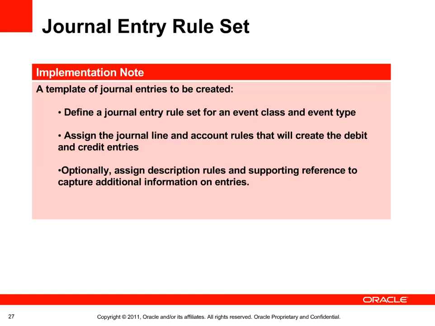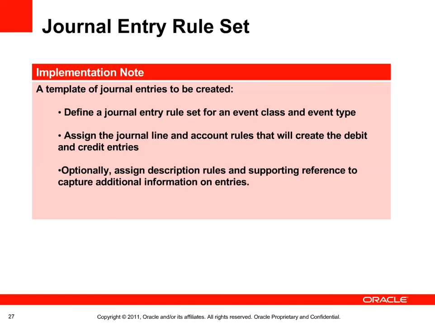Additionally, supporting references and description rules that are assigned with source assignments at the line level can only be assigned to journal lines. Supporting references and description rules that are assigned with source assignments at the header level can be assigned to journal entry header or journal lines.